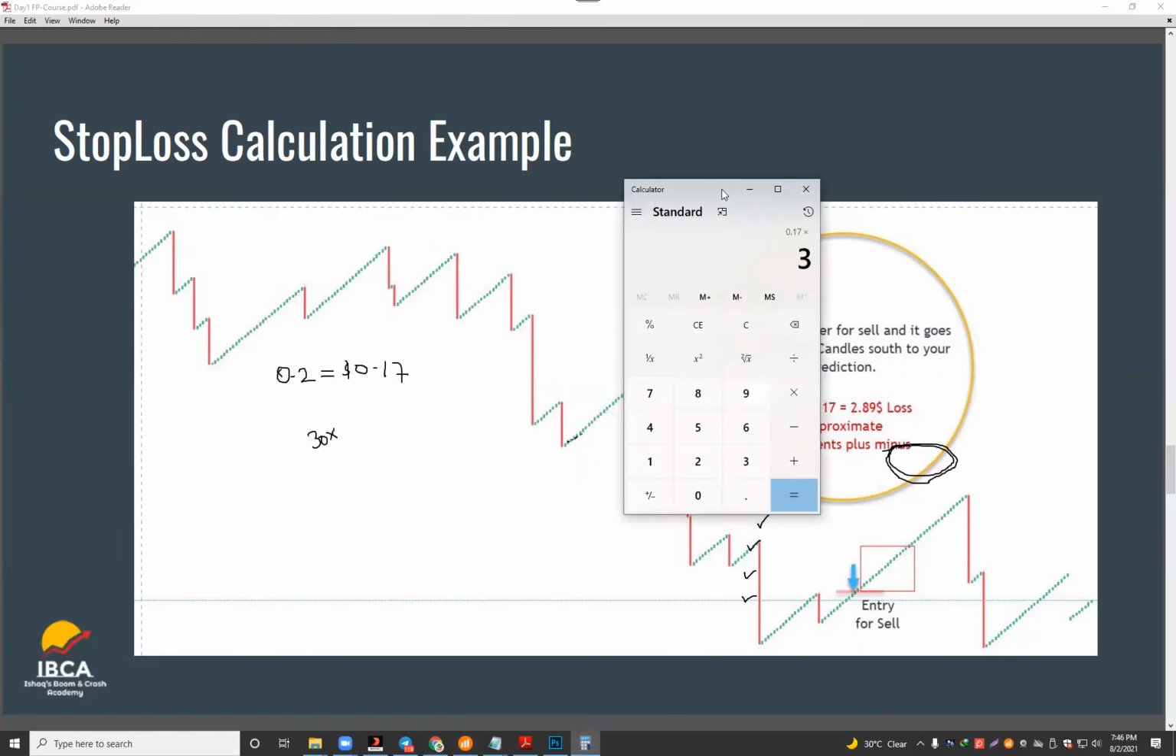$0.17 into 30 minutes, $5.1, right? $5.1. So a 30-minute trade goes against your direction. How much were you charged? $5.1 in a loss, right? Okay.